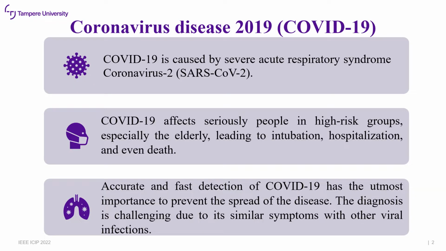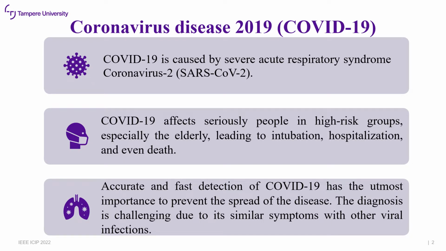Coronavirus disease 2019 is caused by SARS coronavirus 2, which seriously affects people in high-risk groups, especially the elderly. The disease can lead to intubation, hospitalization, and even death. The disease is highly infectious, which brings many challenges to healthcare systems, especially as its mutations are even more contagious, making it harder to track and locate. Therefore, accurate and fast detection of COVID-19 is of the utmost importance to prevent the spread of the disease.